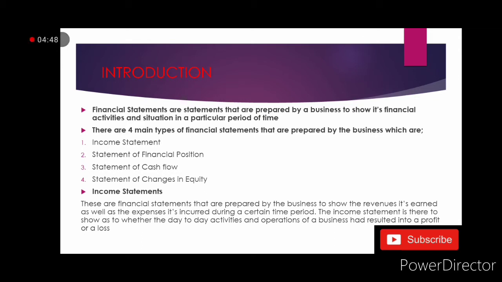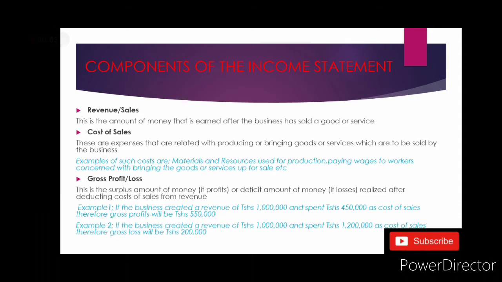Now let's check out its components. Components of the income statement. Component number one, revenue or sales. This is the amount of money that is earned after the business has sold goods or services. I pretty much believe that this isn't a very surprising or new aspect. This is basically a part that shows how much money a business has collected after selling a product that it has to offer to its customers.